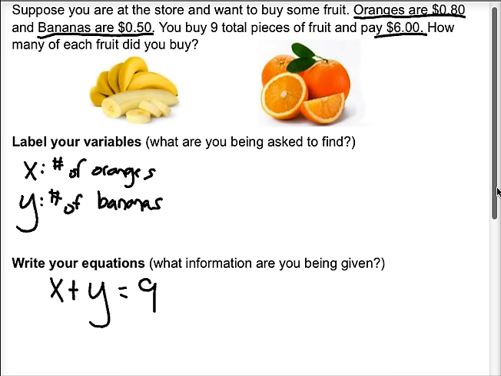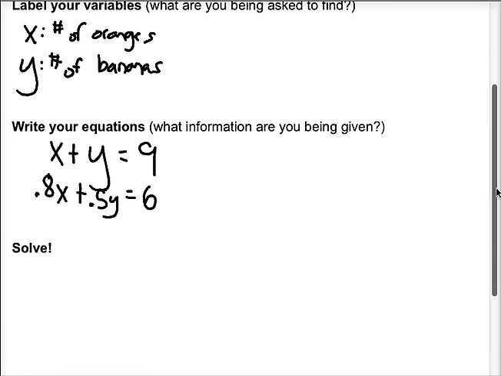Well, if oranges are 80 cents, to find what you're paying, you always take that cost for one times how many you buy, how many you have. Same thing with the bananas. Each are 50 cents. So I multiply that by the y, by 0.5. Again, cost times how many you got, and that's how much you're paying. And it says that that total is $6. So those are going to be the two equations that I'm working with.